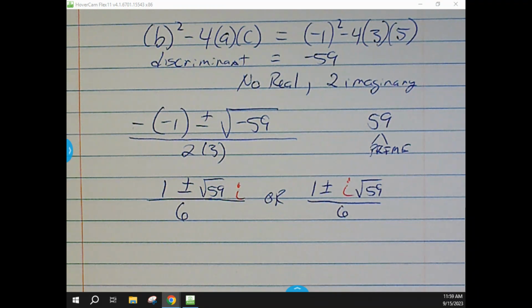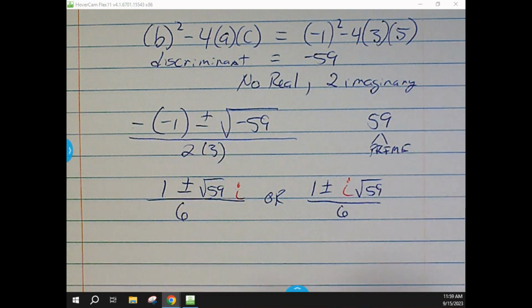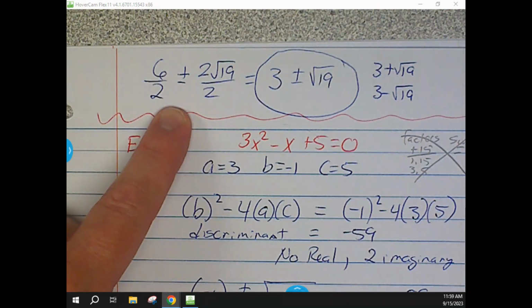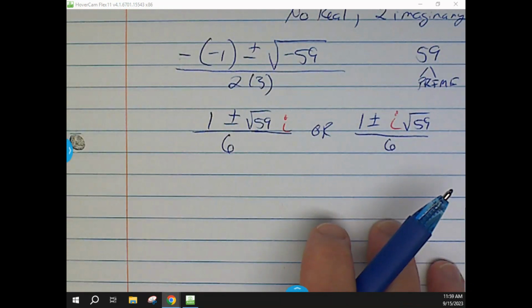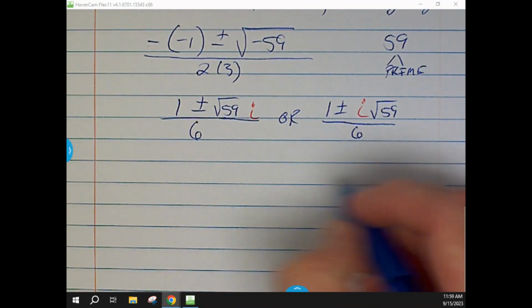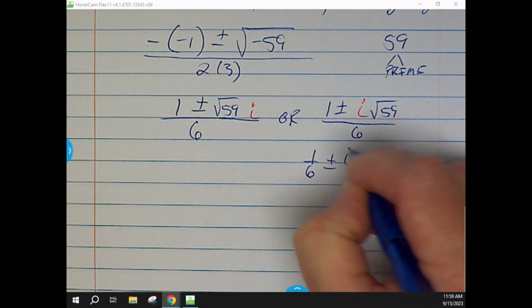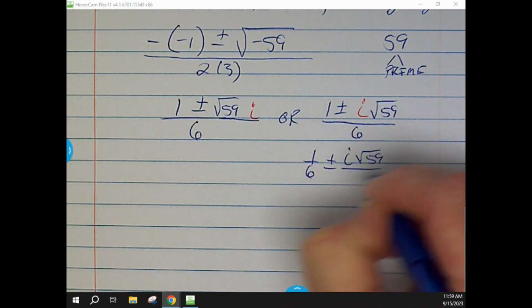Okay. Now, one thing I've seen that MyMathLab, or Math Excel, does, and I don't like that they do it this way. Sometimes they'll say, all right, don't make it one big fraction like this. They want you to make it two separate fractions like this. And I wish they would just leave it there. But just in case they say this is wrong, you'd have to go back and change this to 1 over 6 plus or minus i times the square root of 59 over 6.